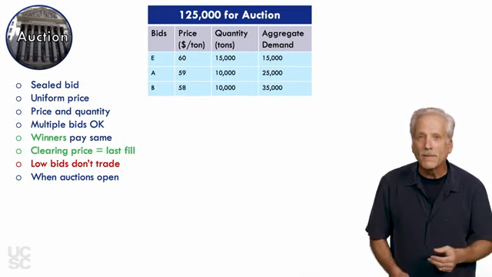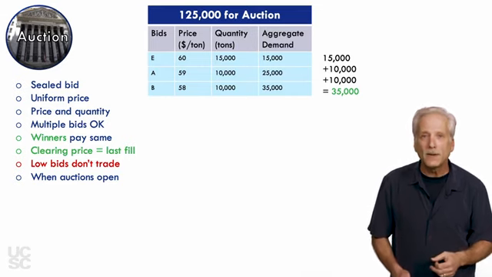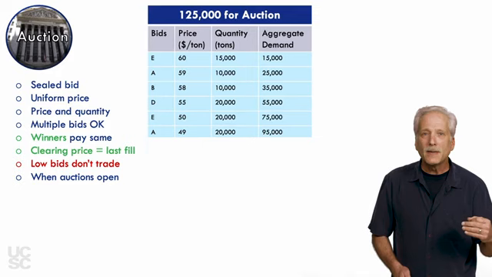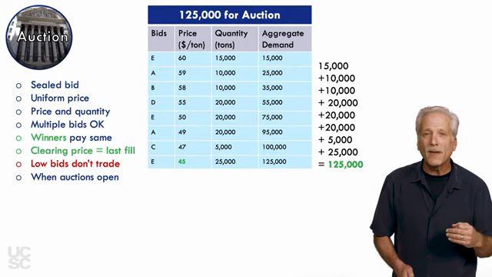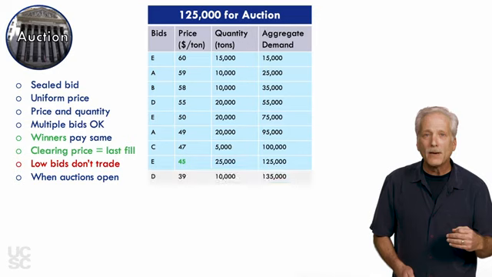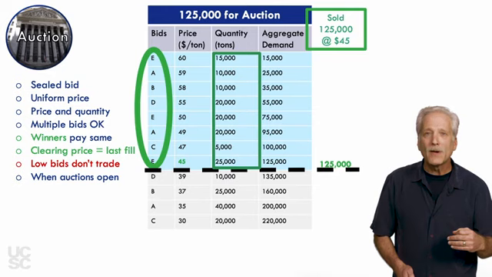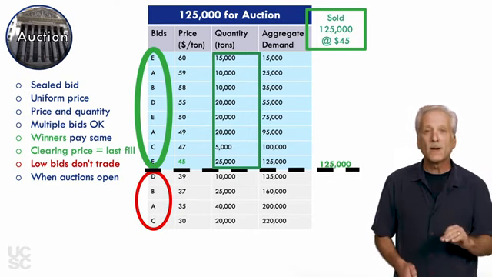A third bid came in at 58 for 10,000 tons. In total, between those 3 bids, we have 35,000 tons demanded. The computer keeps on going through this process, ranking the bids highest to lowest until it finds that it has been able to sell all 125,000 tons that were initially made available by the government. And the clearing price here is 45 pesos per ton for 125,000 tons. All of the bids below 45 don't trade because they're below the 45 peso unit price.